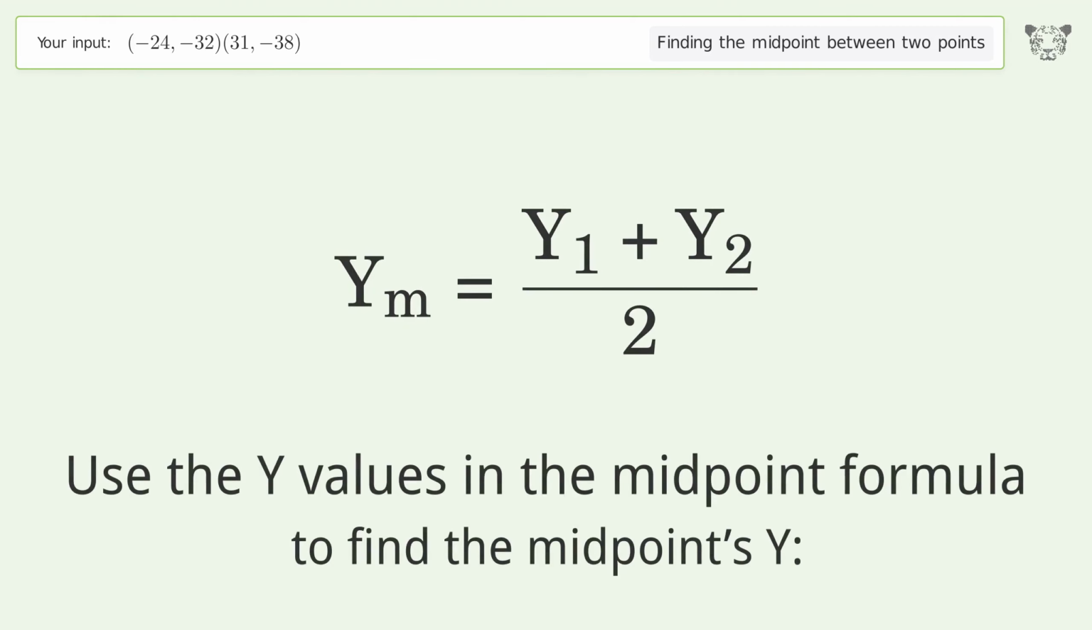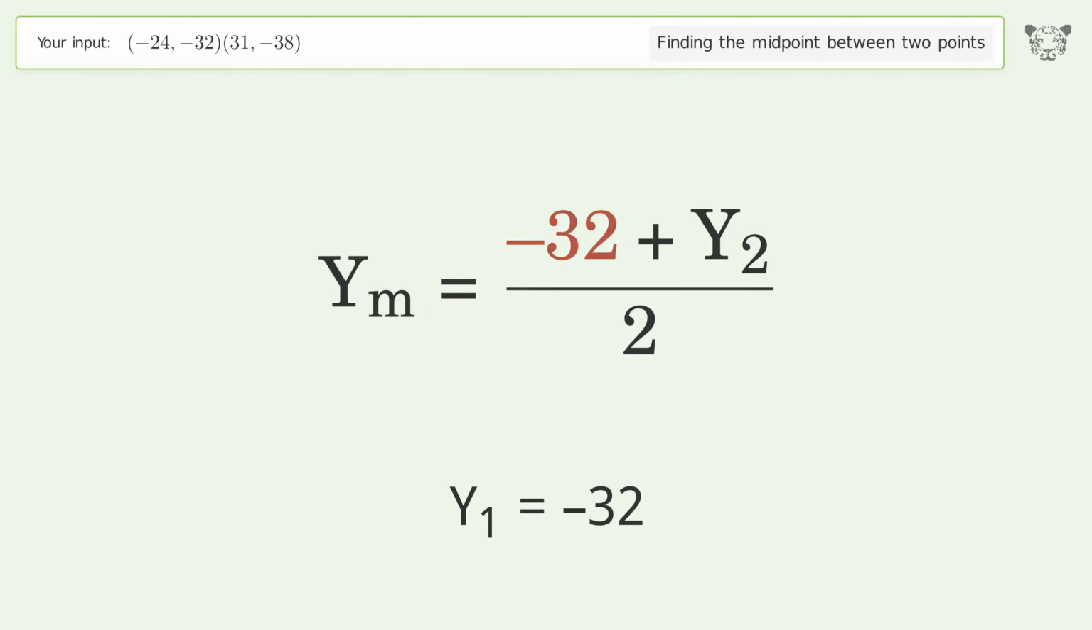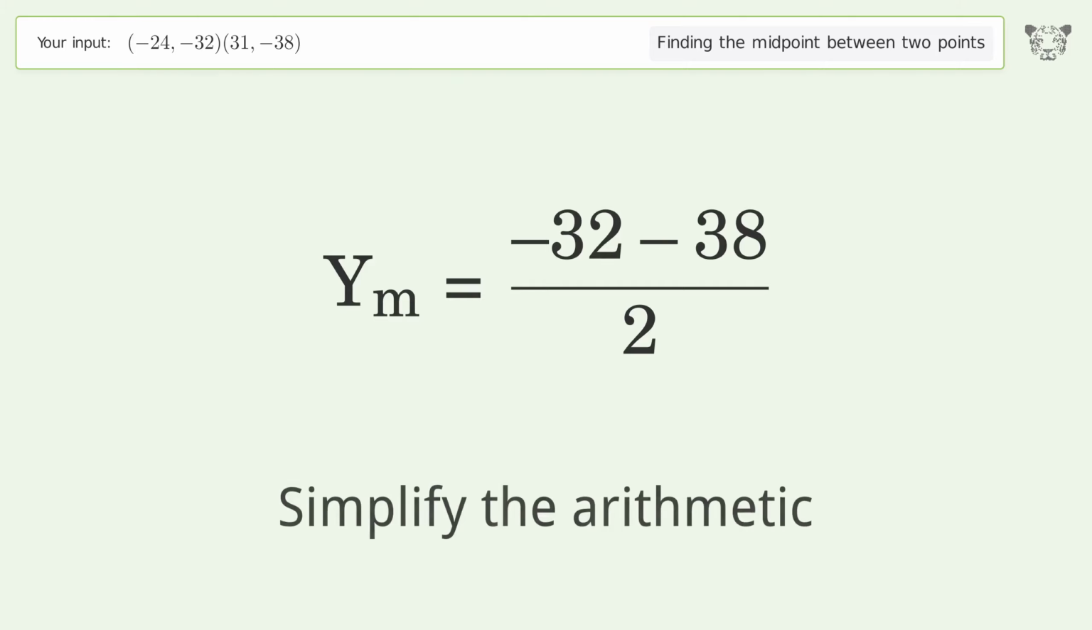Use the y values in the midpoint formula to find the midpoint's y. y1 equals -32. y2 equals -38. Simplify the arithmetic.